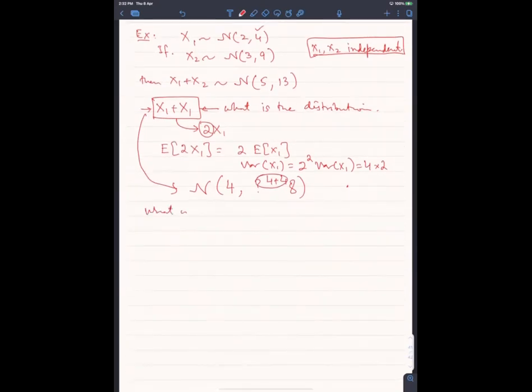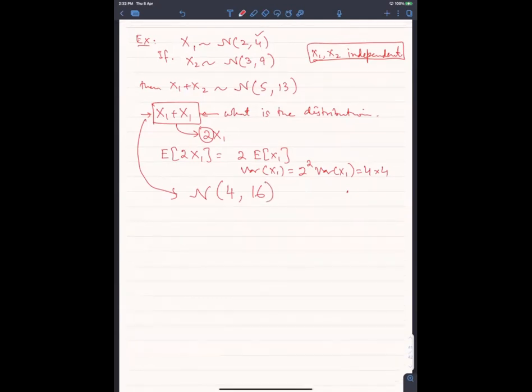What is the distribution of... Sir, variance of x1 is 4, so 4 times 4 becomes 16. Variance of x1. Okay, so we don't even need the second example, this is clear from here. 4 times 4, which is 16. Sorry about this confusion. Okay.